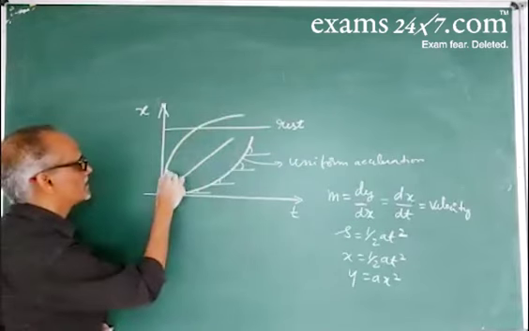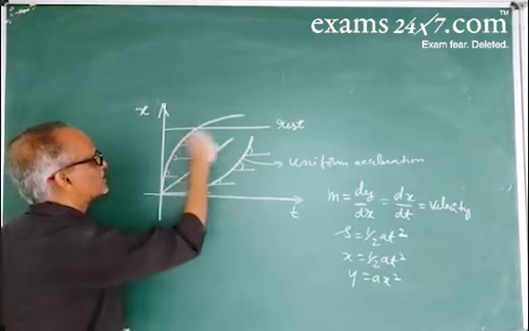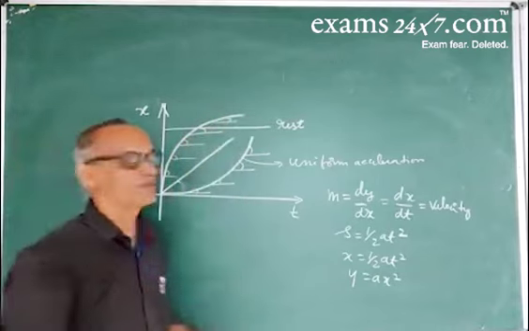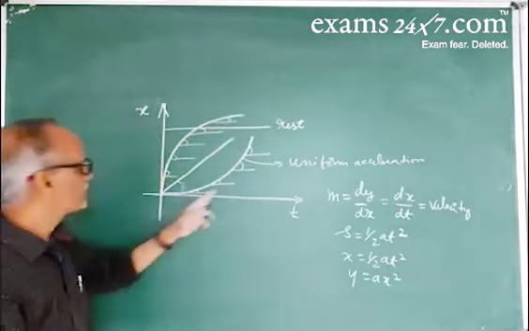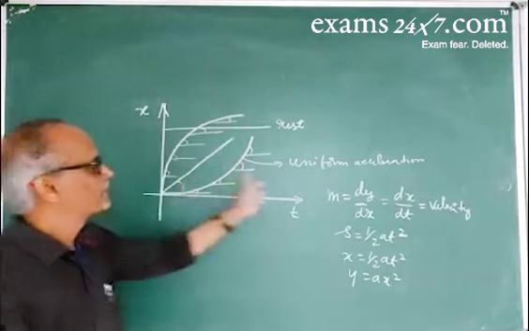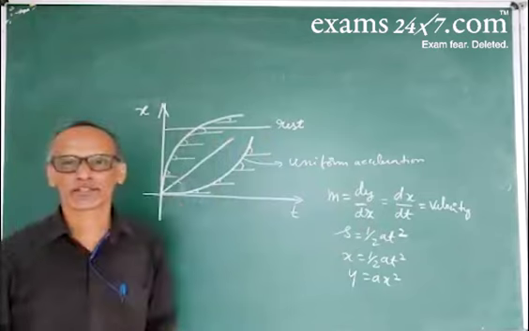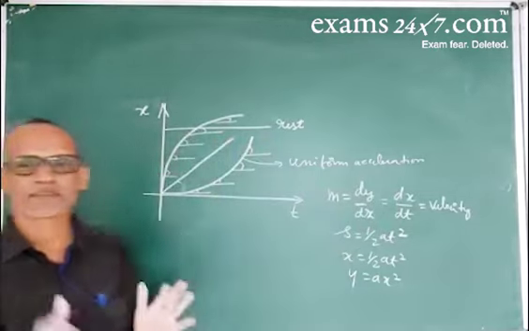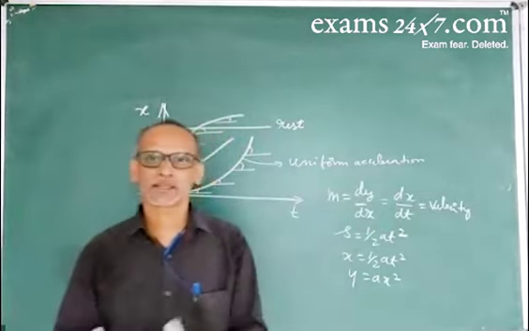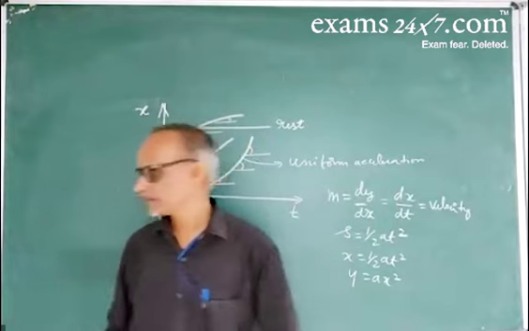So again, you can see here, the slope continuously decreases. That means the body has uniform retardation. So we get a parabola only when the body has uniform acceleration or uniform retardation. So these are the two types of graphs which are very important: one is the xt graph and the other is the vt graph.